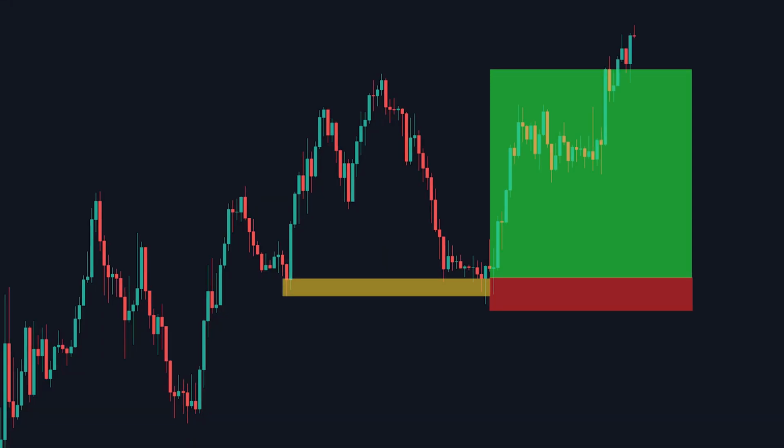Here's the trade, we let price play out, and just like that, we got a winning trade. Ladies and gentlemen, we got him.